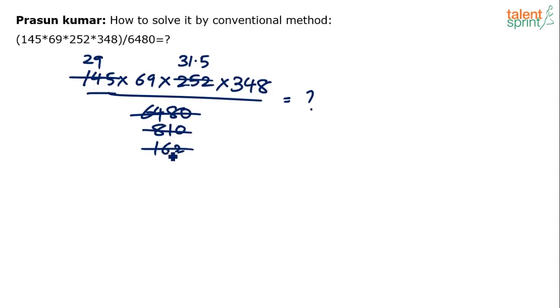So 162 goes how many times in 9? It goes 18 times, right? And this goes how many times in 9? 27 plus 4.5. So 3.5. Yeah? 3.5 is divisible by 9? No.